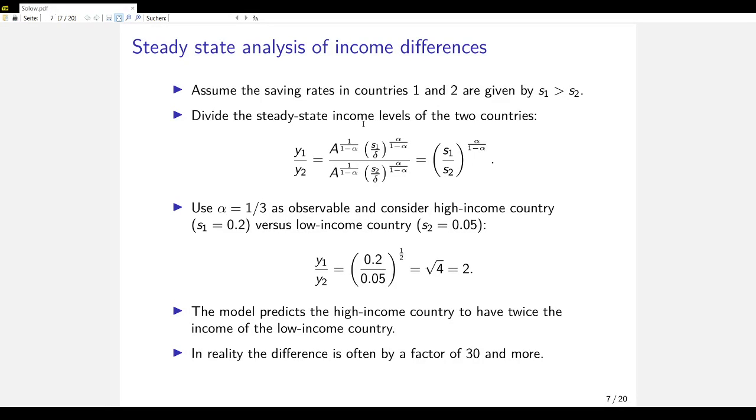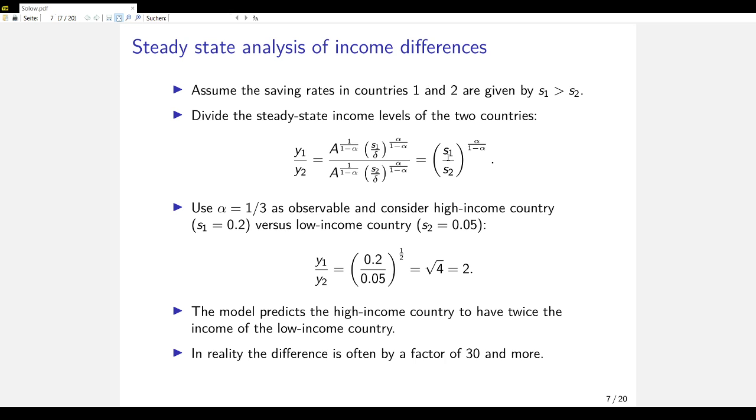To do this, we now divide the income levels that we derived earlier of the two countries among each other, and assume that the two countries are similar except for the saving rate, where country 1 has a higher saving rate than country 2. Now, if we divide the per capita GDPs, then we see that many things basically drop out. So A is the same in the two countries, delta is the same, alpha is the same.